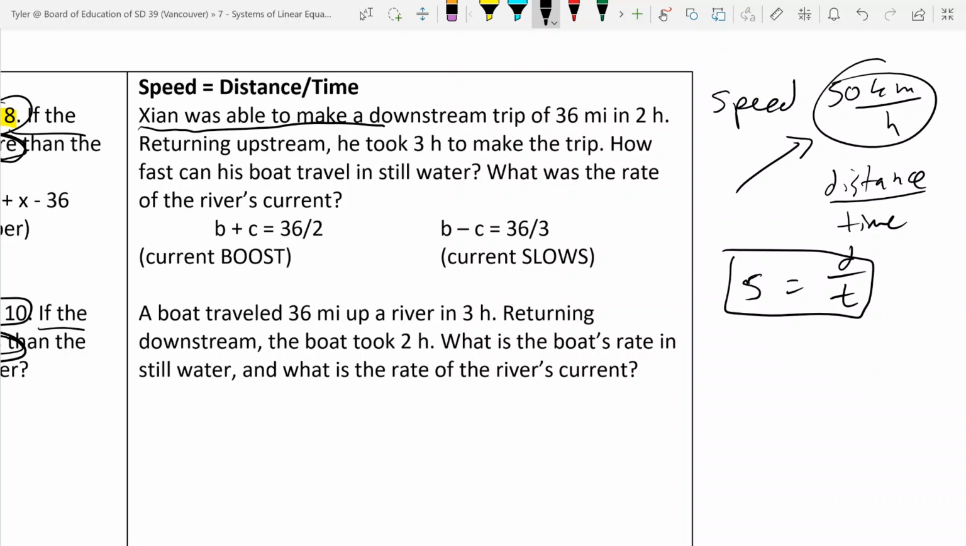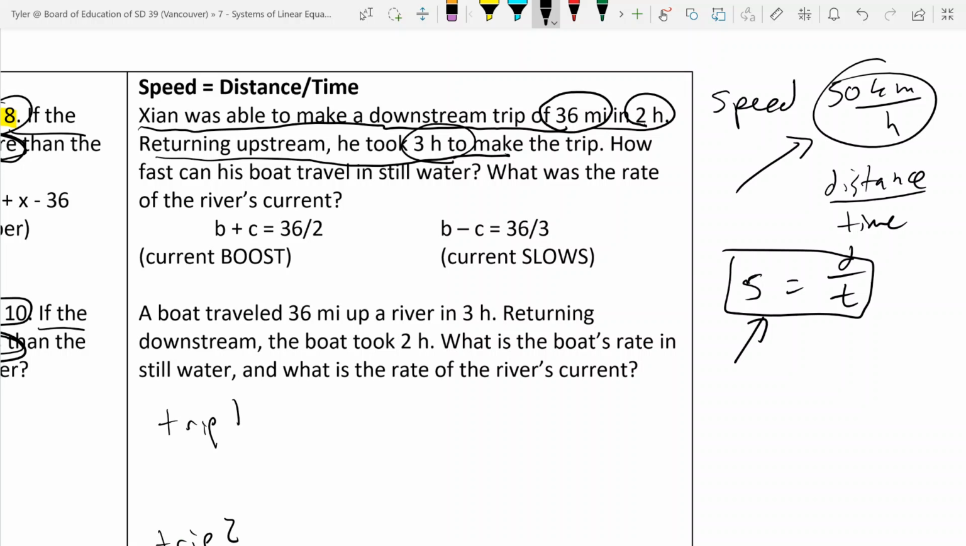Zian was able to make a downstream trip of 36 miles in 2 hours, okay? Returning upstream, he took 3 hours to make the trip. So we've got to write this using these equations. What's going to happen is there's going to be a trip 1 equation and a trip 2 equation. We want to know how fast the boat can travel in still water and what was the rate of the river's current.